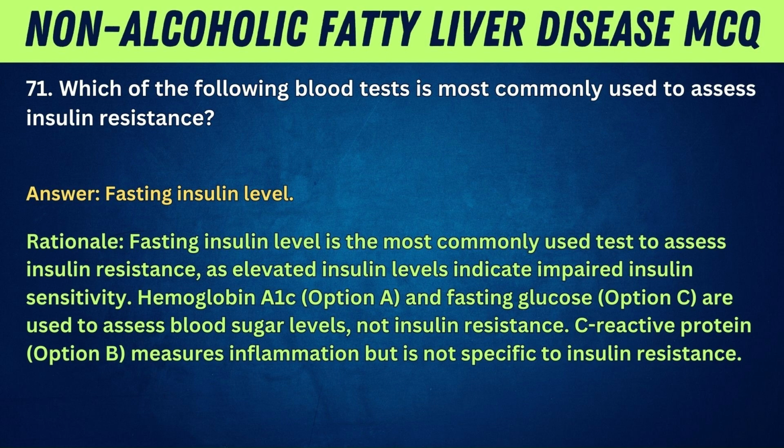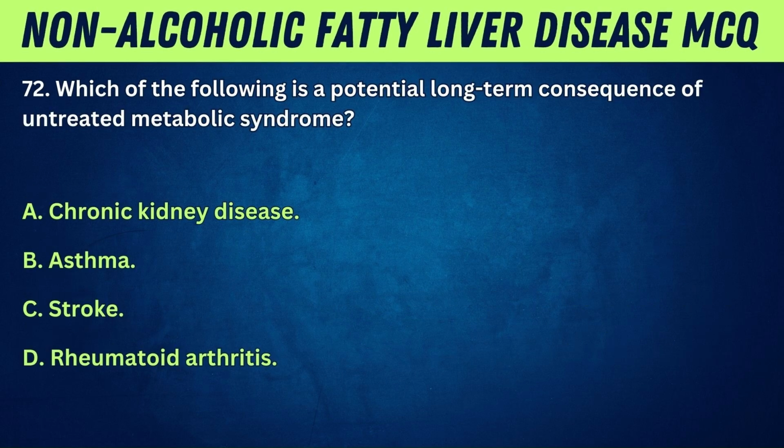Rationale: fasting insulin level is the most commonly used test to assess insulin resistance, as elevated insulin levels indicate impaired insulin sensitivity. Hemoglobin A1C, option A, and fasting glucose, option C, are used to assess blood sugar levels, not insulin resistance. C-reactive protein, option B, measures inflammation but is not specific to insulin resistance. 72.